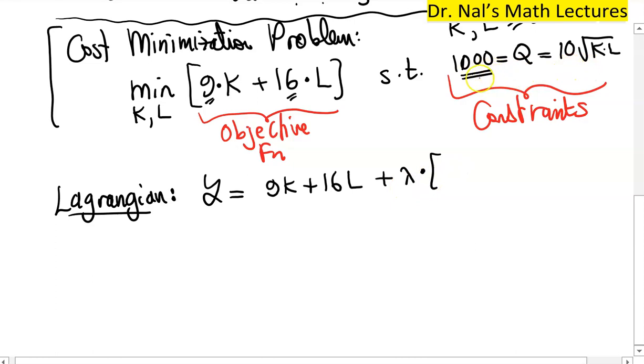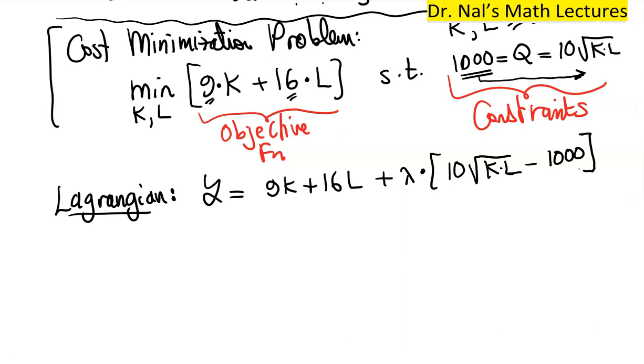But in this case, what we can do is we can move that 1,000 to the right hand side. Does that make sense? And that will give us 10 square root k times l minus 1,000. There you go. So now I can close the parentheses. And that's pretty much it. So this is our Lagrangian.